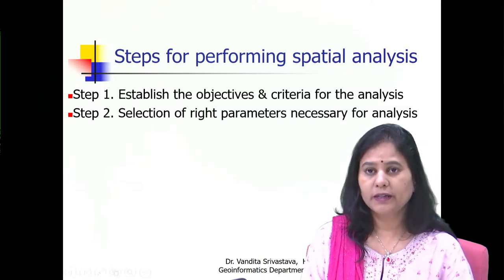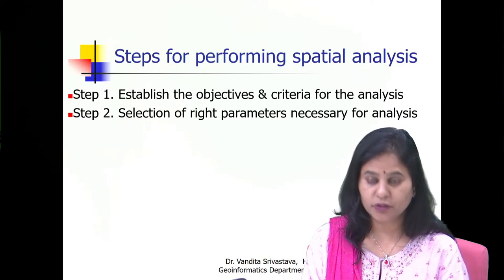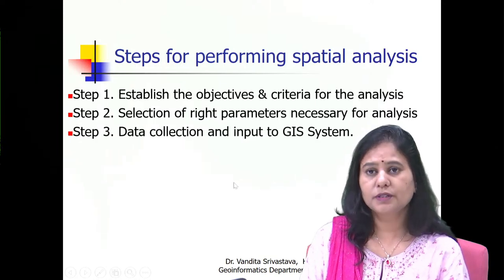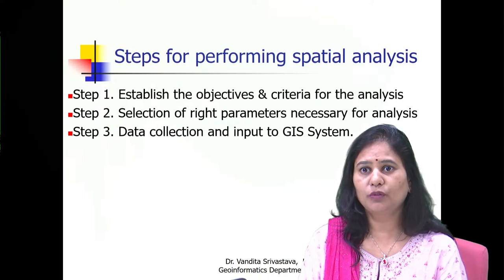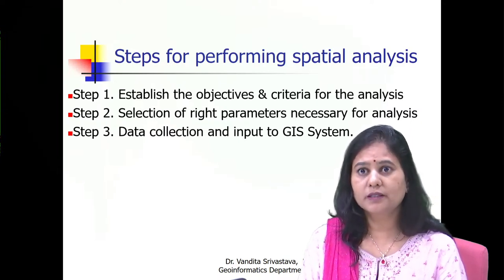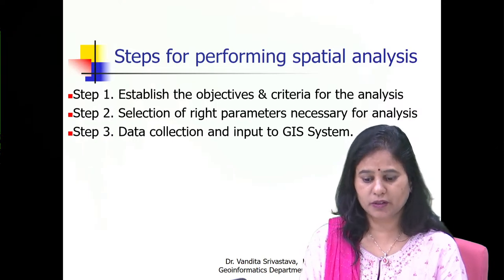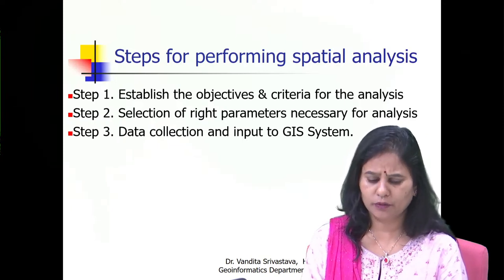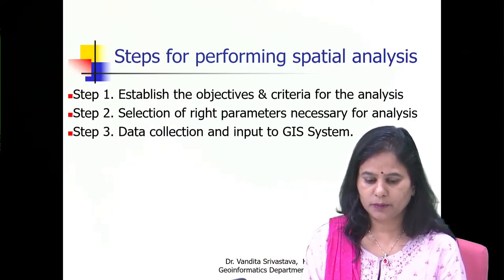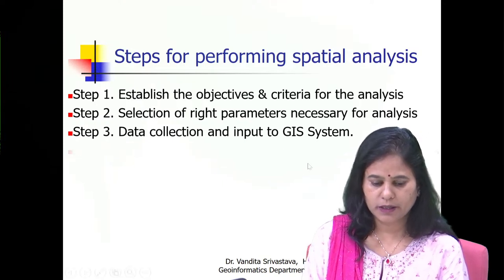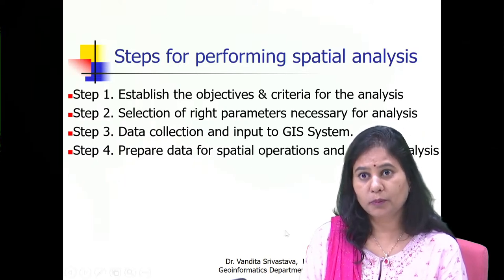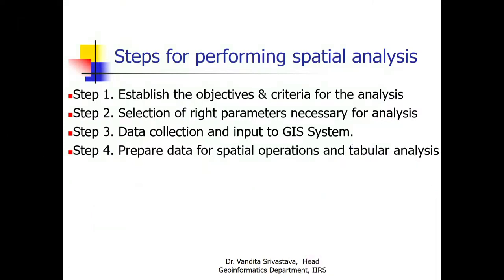Then you select the right parameters for integration based upon the purpose of your study. Once you decide that these are the right parameters, you identify what variables you require, and you start collecting them either through primary survey or secondary survey, and then you bring them into the GIS system through the process of digitization, georeferencing. Whatever steps are required, you will perform those steps and bring the data to the GIS system, and then prepare this data for analysis.